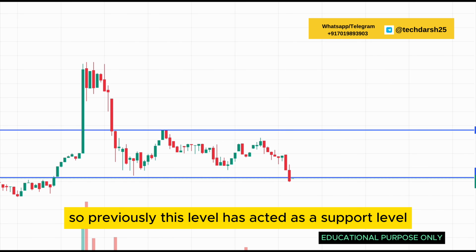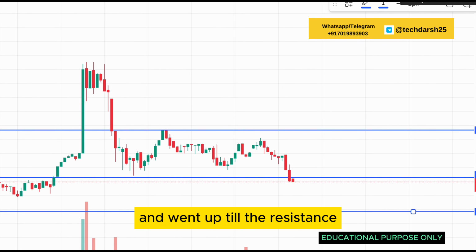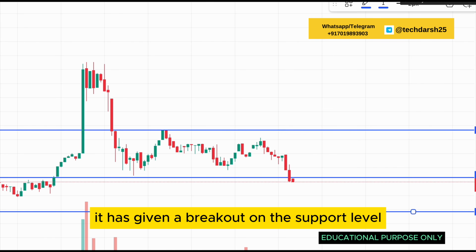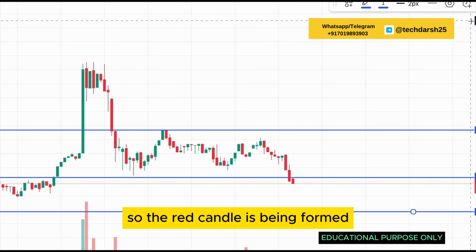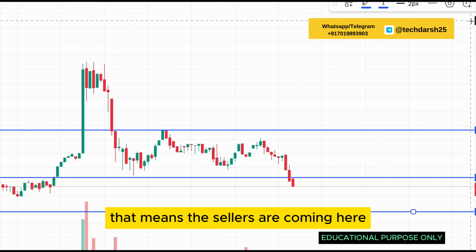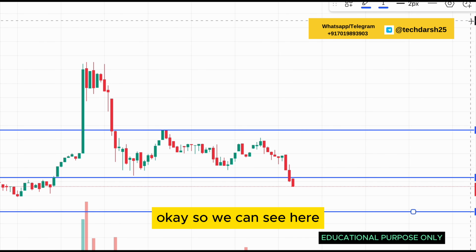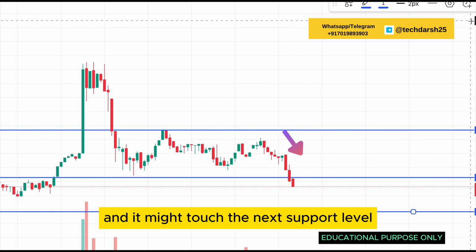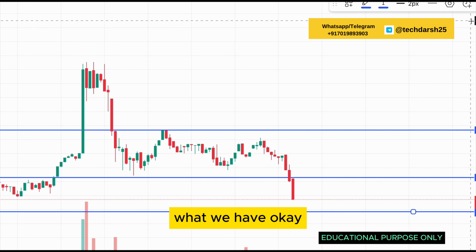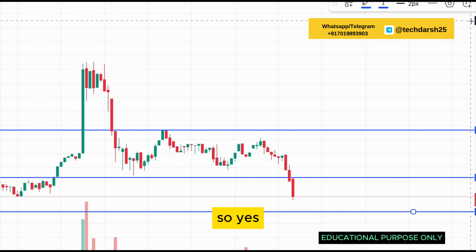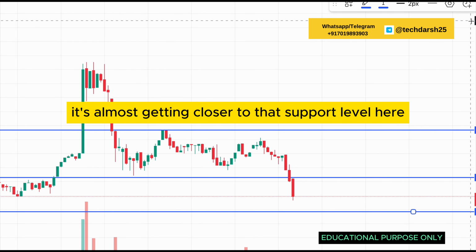Previously this level acted as a support level and the price went up till the resistance, and now we can see it has given a breakout on the support level. The red candle is being formed, which means the sellers are coming in here. We can see the price is coming down and it might touch the next support level we have. I have just drawn a line here, and it's almost getting closer to that support level.